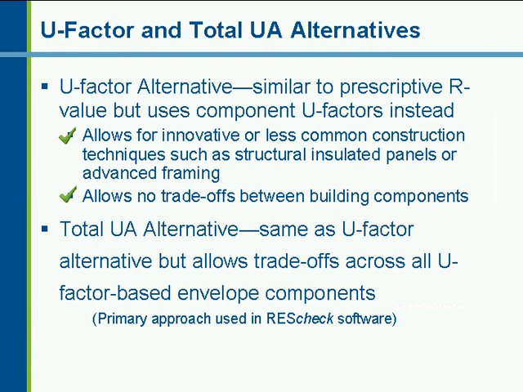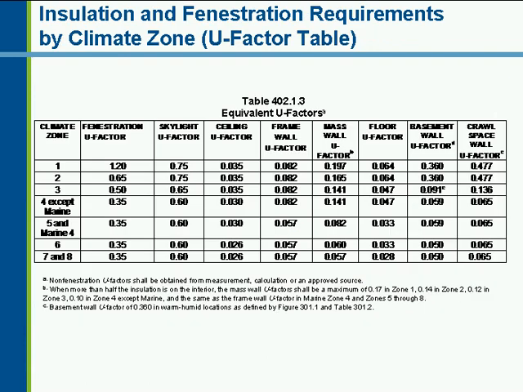But the U factor alternative itself allows no trade-offs between building components. The total UA alternative uses the same U factor table, but it does allow trade-offs across U factor-based components, and this is the primary alternative. For example, if you're familiar with the ResCheck software, that's used in that software. Here's a picture of the U factor table, very, very similar to the R value table, the only difference being it's expressed in terms of U factors rather than R values.